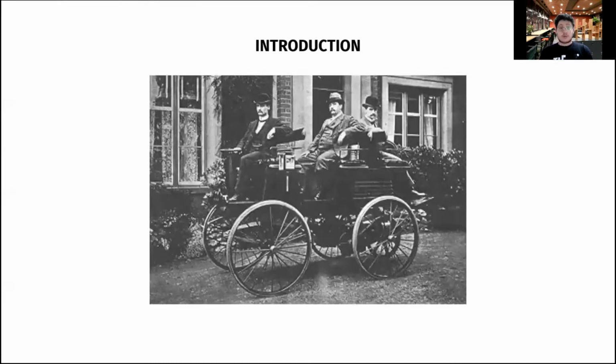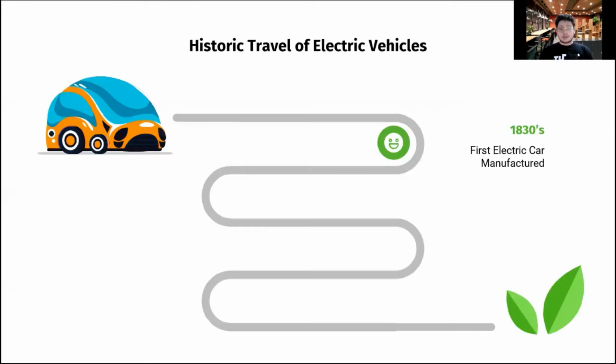Most people think that the electric vehicle technology is a new trend. However, I can say that it's definitely not a new technology. You can see on the screen one of the first electric vehicles. This photograph was taken maybe 200 years ago, and the historical travel of the electric vehicles started in those years. As I said, the first electric car was manufactured in the early 19th century.